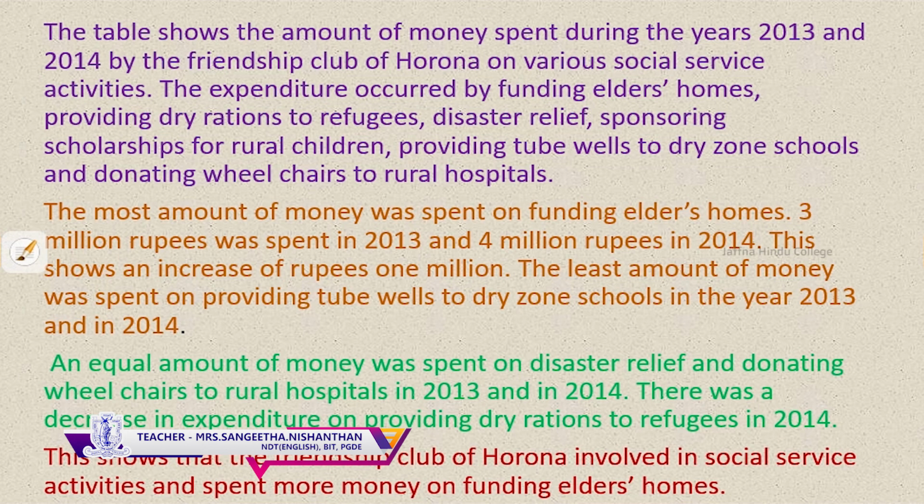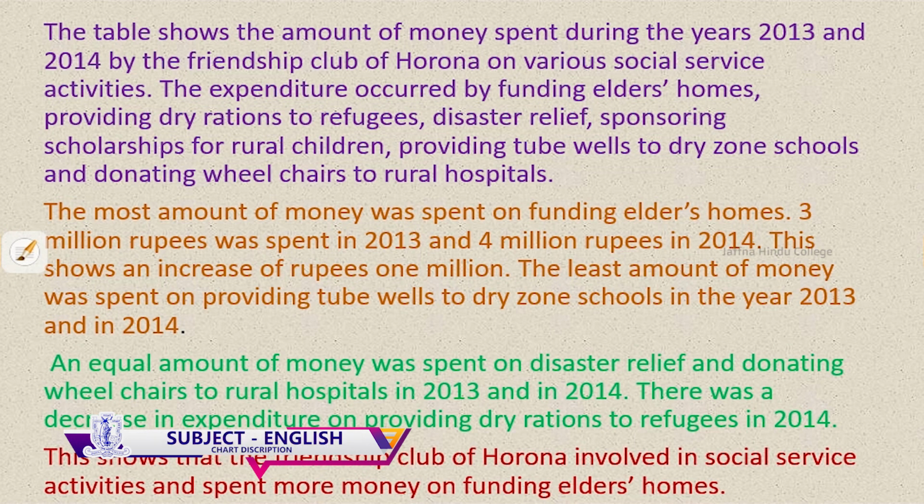The table shows the amount of money spent during the years 2013 and 2014 by the Friendship Club of Horana on various social service activities. This is the title they have mentioned there. The expenditure occurred by, these are the activities on which they spent money. Funding elders' homes, providing dry rations to refugees, disaster relief, sponsoring scholarships for rural children, providing tube wells to dry zone schools, and donating wheelchairs for rural hospitals. These are the activities mentioned in the first paragraph.